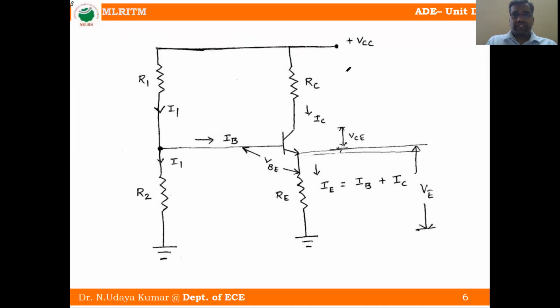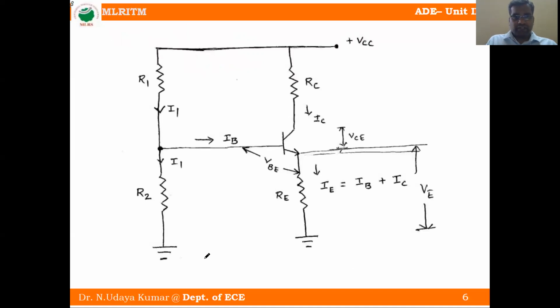So VCC by R1 plus R2. That is called, sorry, it is I1. So I1 is equal to VCC by R1 plus R2. Okay. What is the voltage across resistance R2?